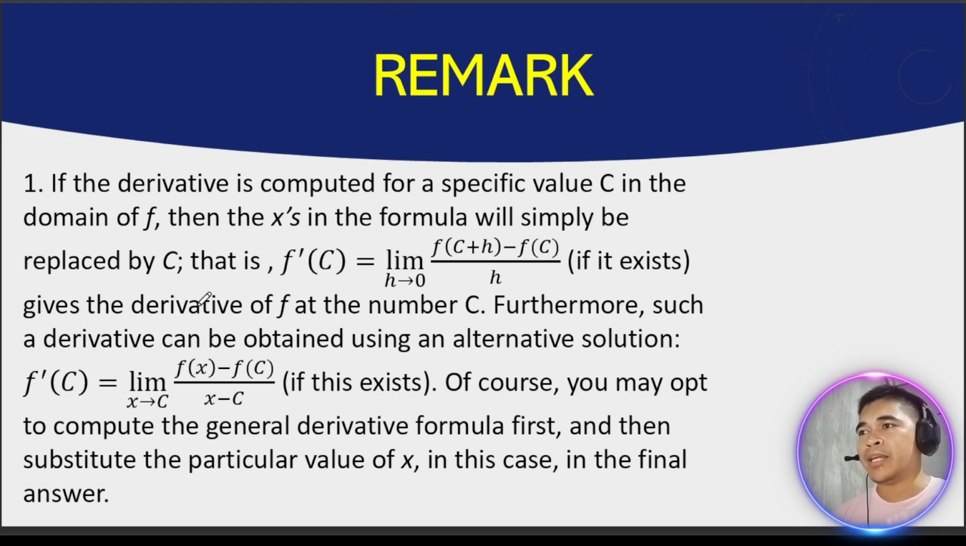Furthermore, such a derivative can be obtained using an alternative solution, the same as in the previous lesson. Here, the alternative states that f prime of c equals the limit of f of x minus f of c, all over x minus c, as x approaches c, if this exists. Of course, you may opt to compute the general derivative formula first and then substitute the particular value of x in the final answer. So we can use the first one, and we have the alternative also.